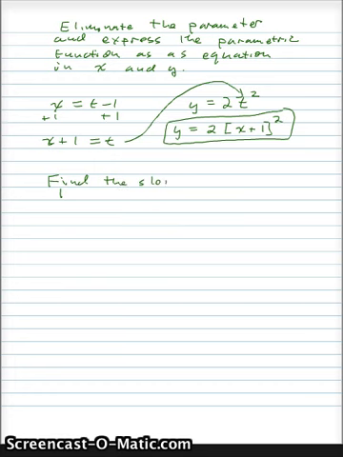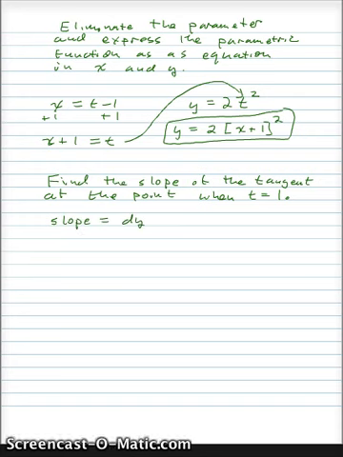Now what's the next thing we're going to look for? We're looking for a slope, the slope of the tangent. You recall from earlier that the slope of the tangent line can be considered dy dx. But how do we find dy dx if we're given a parametric equation? What I'm asking for here is to find the slope of the tangent at the point when t equals 1. Remember that slope is dy dx. How are we going to use that here? We're going to say slope is dy dt over dx dt. That'll be our slope of a tangent for a parametric curve.